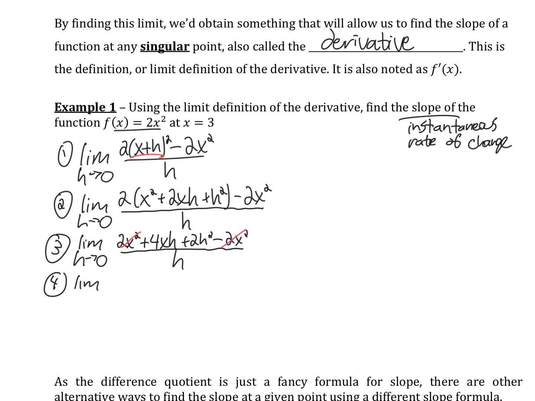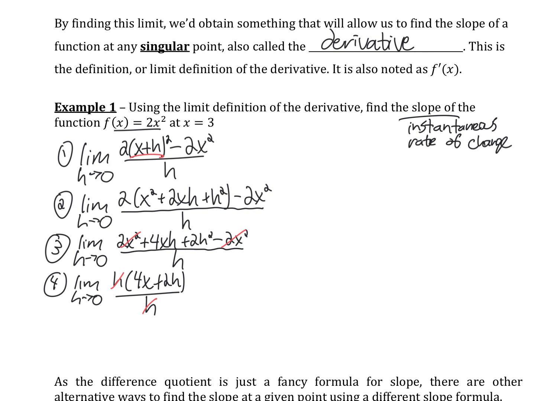So I can factor an h out of both: the limit as h approaches 0 of h times (4x plus 2h), all over h. And you can see what happens now. I went through all of that, all that combining and everything, just to cancel out those h's, which allows me to restate my limit.